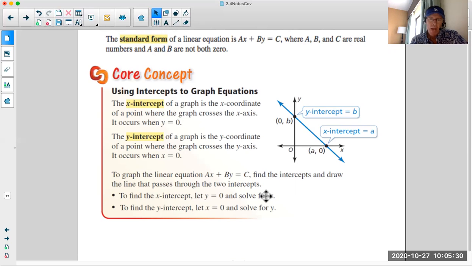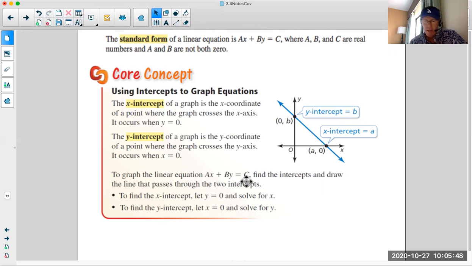Okay, so how do you find the x-intercept? Well, you set y equal to 0, right? Because if you set y equals 0, that just leaves the one variable, right? If y is 0, by goes to 0, and you just have ax = c. Easy to solve for x there. Just divide both sides by a.